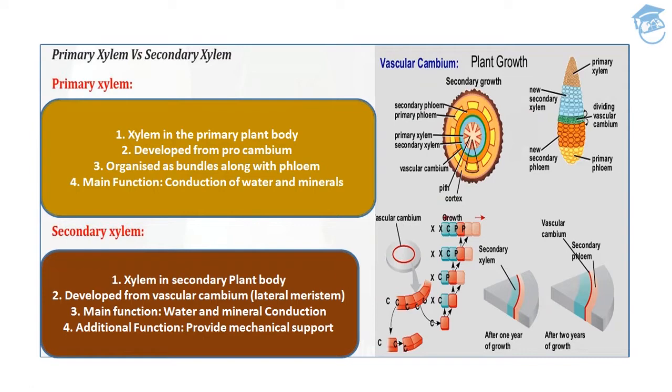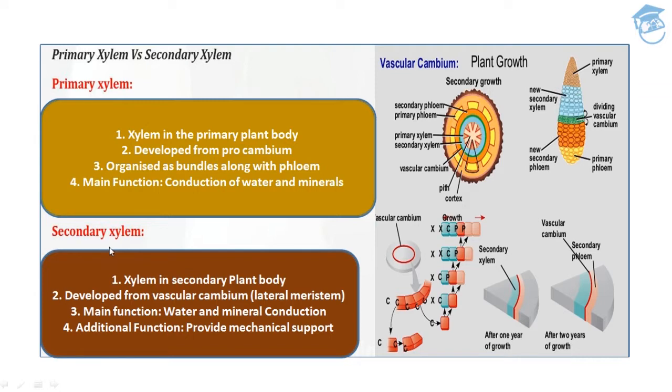Xylem in the primary plant body is called primary xylem, and it is developed from procambium. It is organized as a bundle along with phloem. That means xylem and phloem are joined together with cambium, and that acts as an entity. The main function of primary xylem is the conduction of water and minerals.